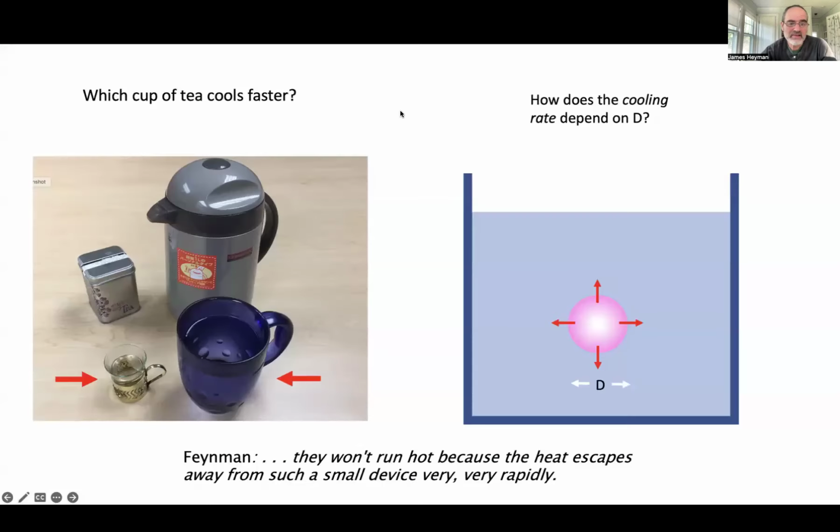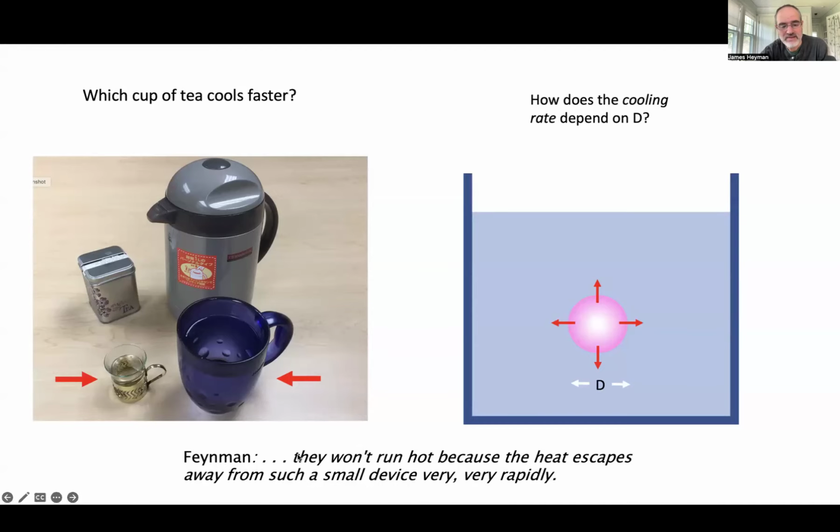Okay, well, now let's use what we've learned to find a scaling law for heat transfer. Here's the situation. Imagine I fill up 2 cups with hot tea, a big cup here and a small cup here. And the question is, which one cools down first?